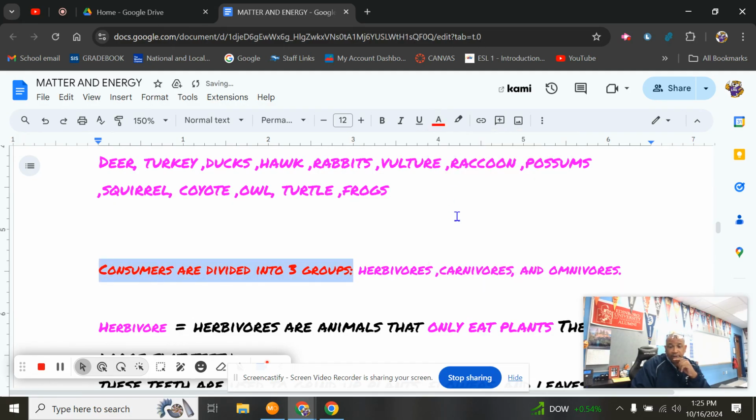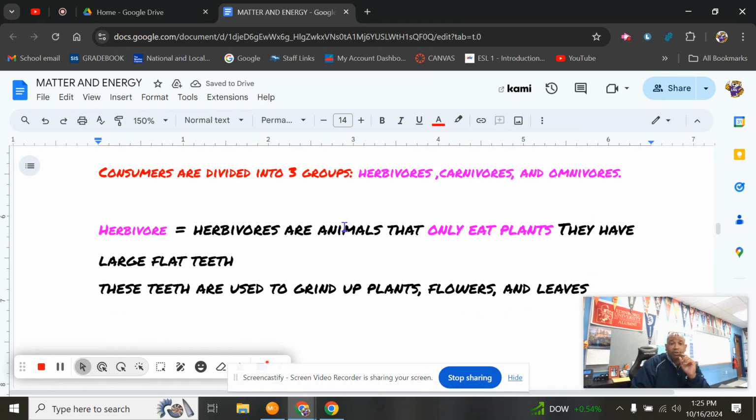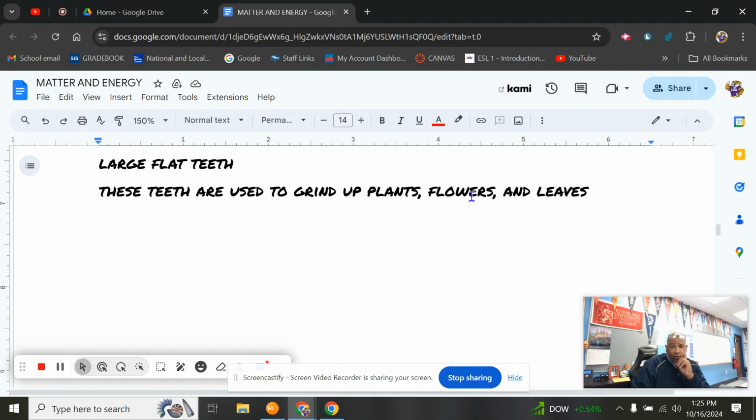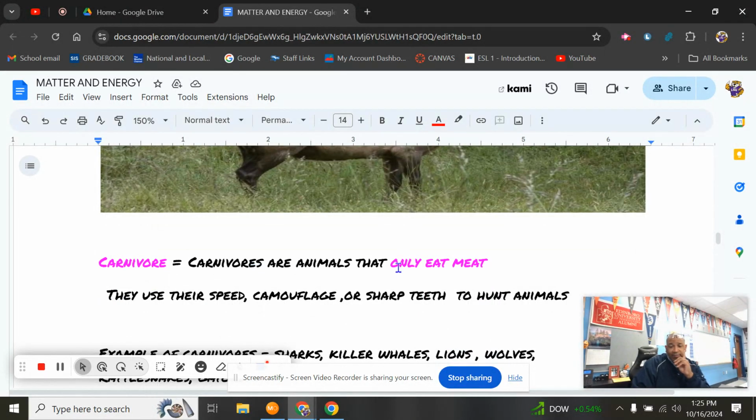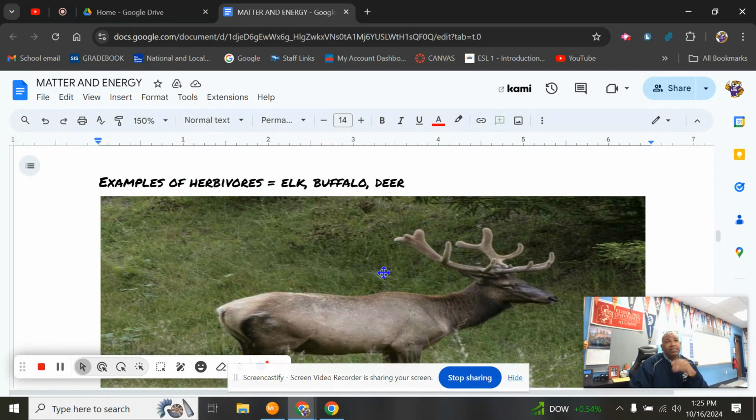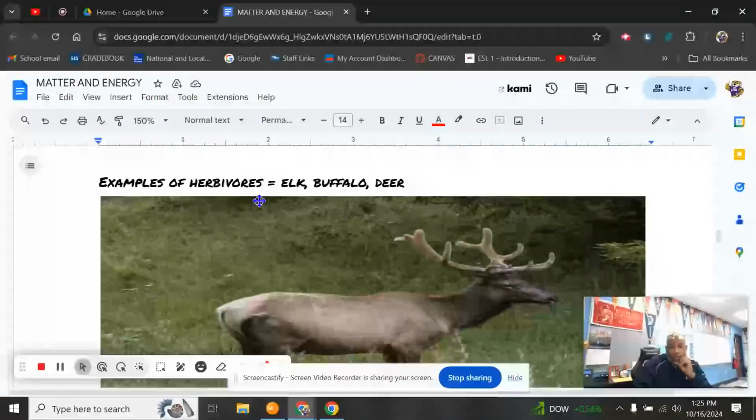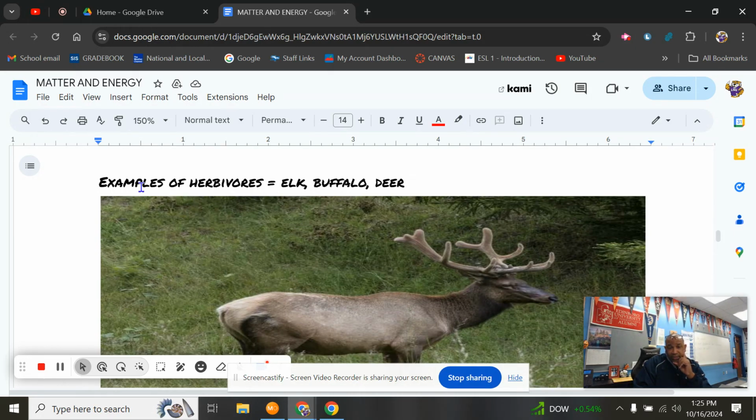You better know that. Herbivores only eat plants. Carnivores eat meat. Now, there's going to be one section of the test where I'm going to list an animal, and you've got to tell me if it's an omnivore, carnivore, or herbivore. So make sure you know your examples.